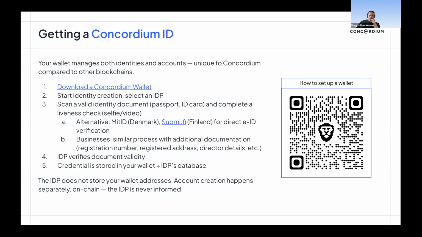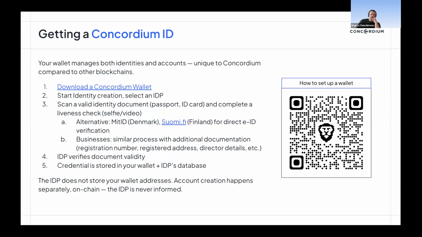Now, getting a Concordium ID, you can again scan this QR code, which will lead you to a page on our technical documentation for how to set up a wallet and get an ID. But to explain the process a little bit, first of all, you need to download the Concordium wallet. We have options for mobile, desktop, and web. Then you can start identity creation by selecting an identity provider. You will have to scan a valid identity document, assuming you do this on mainnet. On testnet, it's a much easier process. You just get a mock identity since it's testnet. But on mainnet, you need to scan your actual passport or ID card and then complete a liveness check. This would be a selfie or a video to actually prove it's you behind that ID.